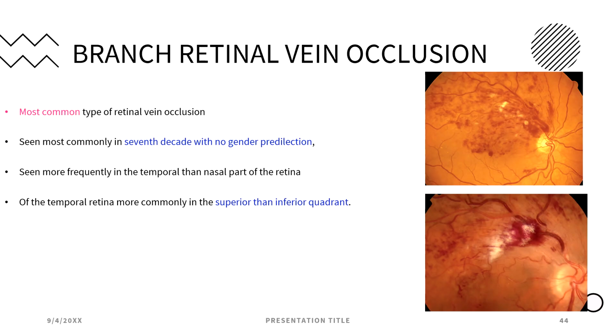Then branch retinal vein occlusion. It is the most common type of retinal vein occlusion, most commonly seen in the 7th decade with no gender predilection. Seen more frequently in the temporal than the nasal part of the retina, and among the temporal, the superior more than the inferior.